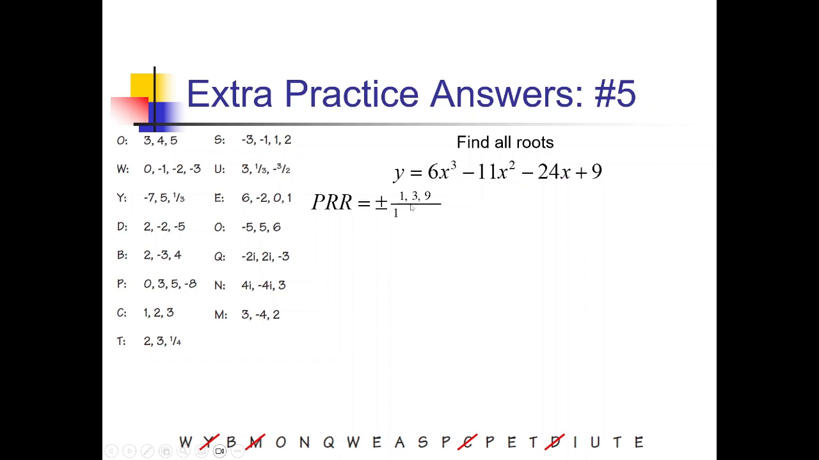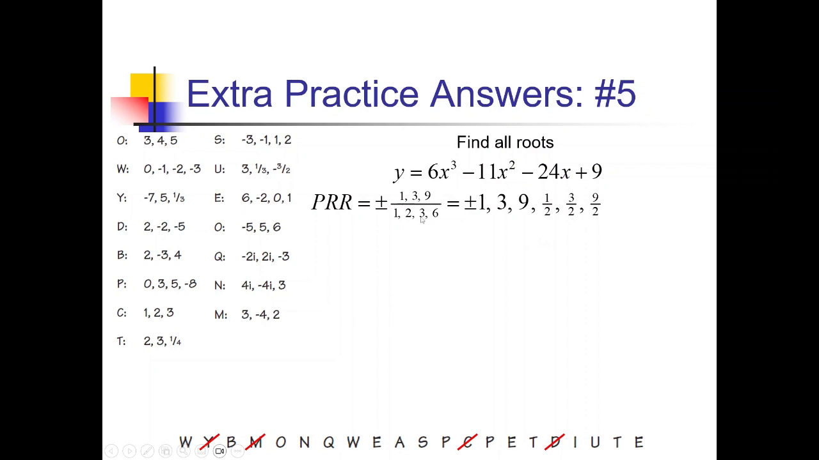We've got 1, 2, 3, and 6. So just being methodical about this, I've got all of these numbers in the numerator over 1. So 1, 3, and 9, plus or minus. Those are rational roots. Next up, I've got all of these numbers up here over 2. So 1/2, 3/2, 9/2. Next up, I've got all these numbers over 3.